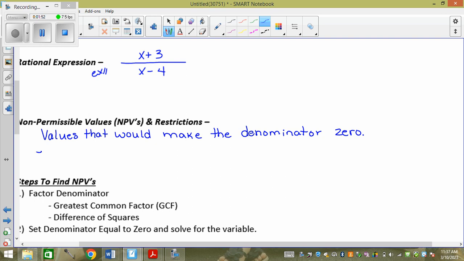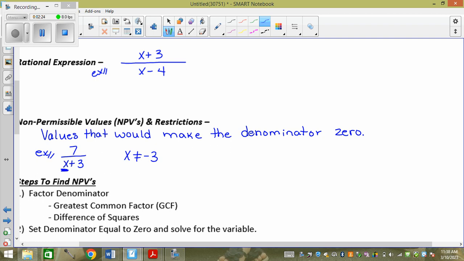So if I looked at a basic one, like this, 7 over x plus 3. What couldn't x be? Because if it was that, my denominator would be 0. I plug something in for this. What can't I plug in because my denominator would be 0? Negative 3, correct? So my non-permissible value is x can't equal negative 3. That's it.